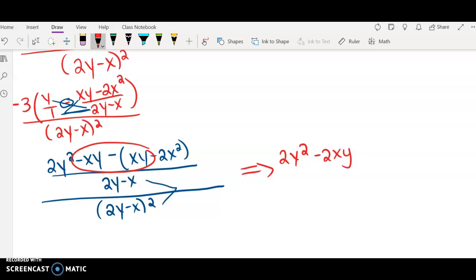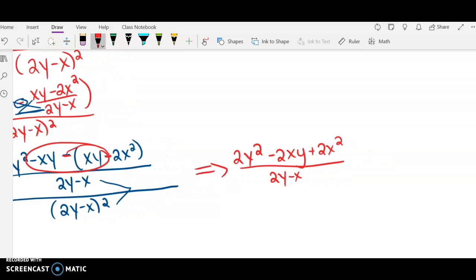And then I have a minus here and a minus there. This minus will change the sign of that negative there in front of that 2x squared. So that will become a plus 2x squared all over 2y minus x. And that's really my numerator, and I have all over 2y minus x all squared.